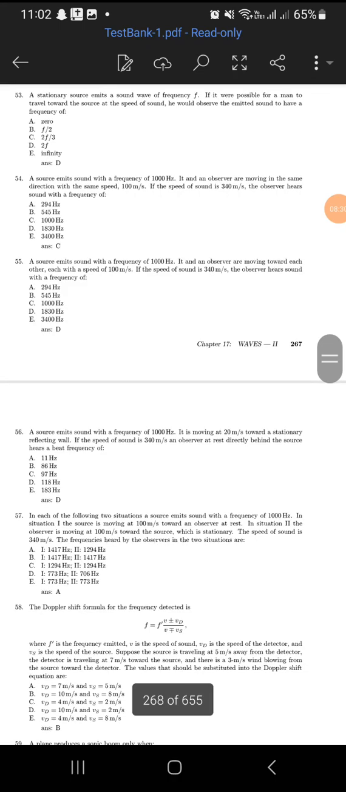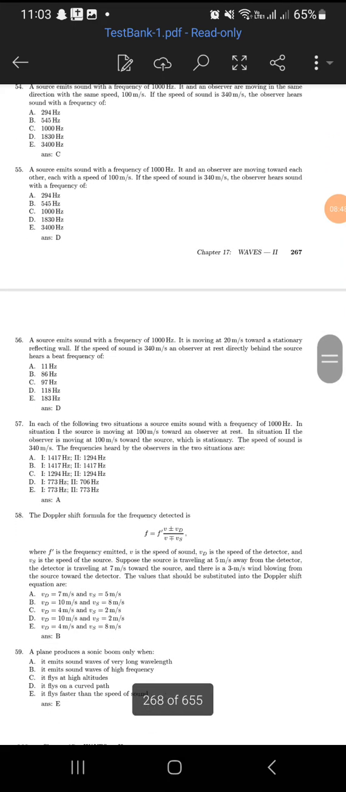A stationary source emits a sound wave of frequency F. If it's possible for a man to travel towards the source at the speed of sound, you will observe the emitted sound to have a frequency of D, which is 2F.